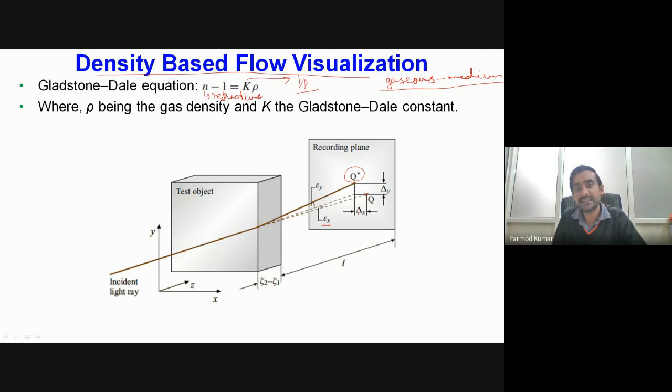You can see we have some displacement delta x in the x direction and displacement delta y in the y direction. The main idea is that while we have the deflection in the ray, the very first parameter is that we can measure the change of deflection. So the first parameter is deflection, which we can measure.